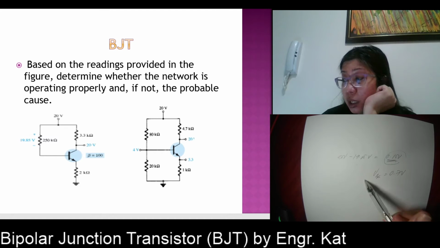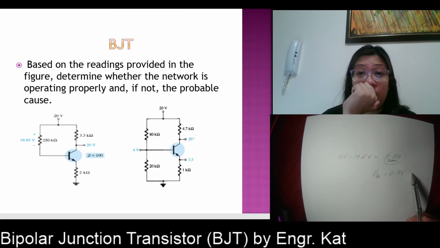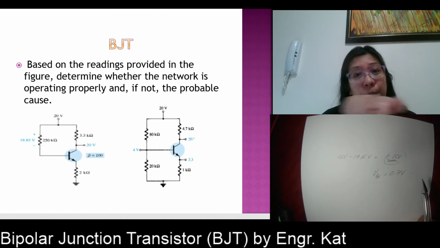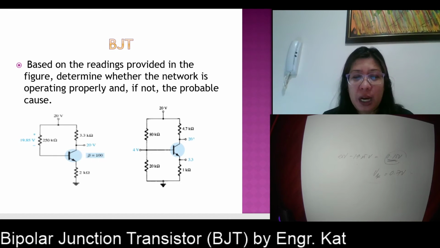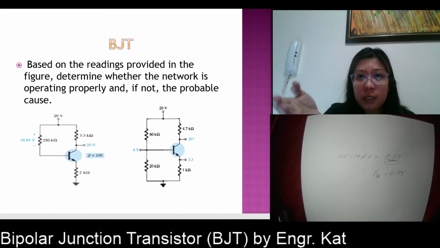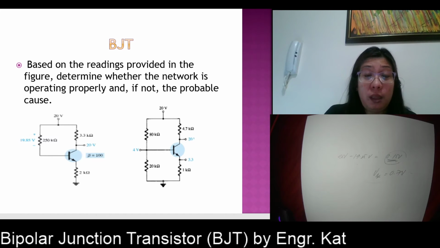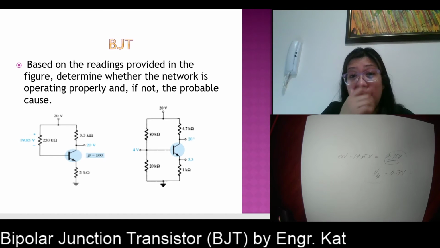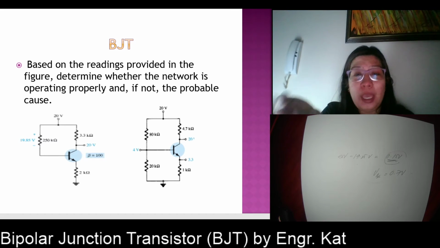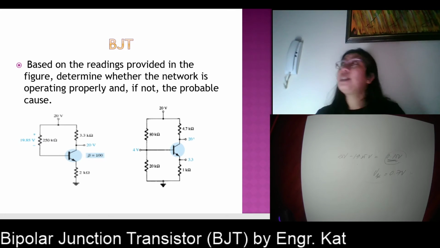So why don't we have IC? Maybe because your transistor in the first place is not turned on. So maybe there's a problem with the transistor. There's no problem with the source. Why? Because we can read the 20 volts. So maybe the defect lies on the transistor itself. Okay?